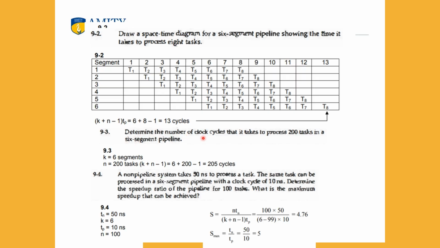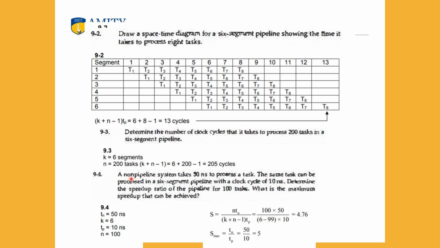Next we are to determine the number of clock cycles it takes to process 200 tasks in a 6-segment pipeline. So we have 6 segments, n is 200, so the clock cycles it's going to take is k + n - 1. So 6 + 200 - 1 will give you 205 cycles to perform these many tasks.